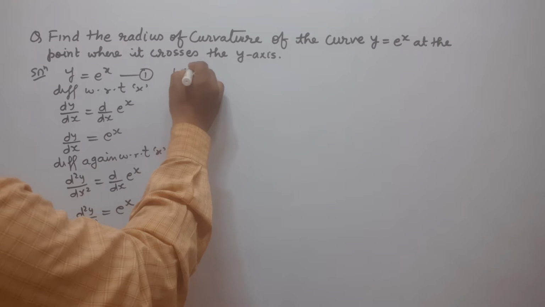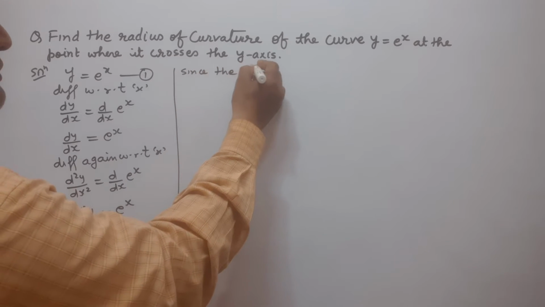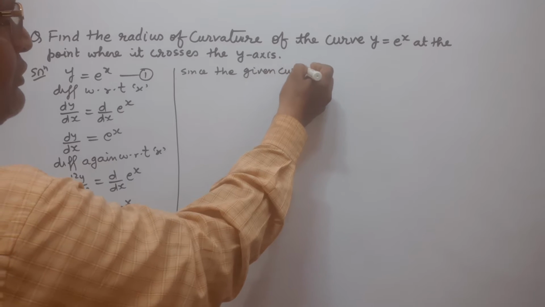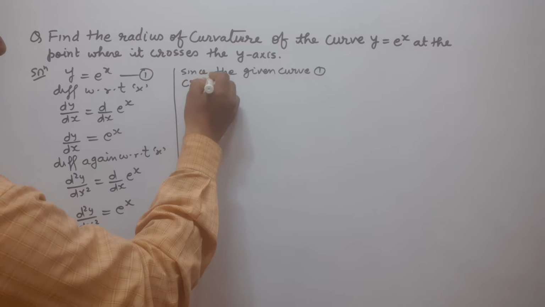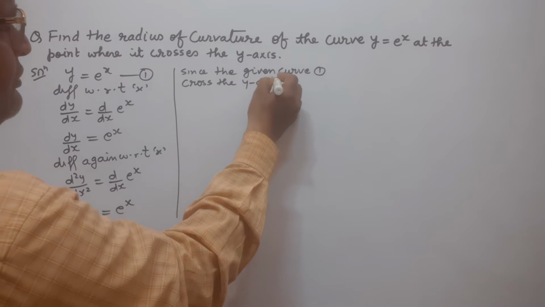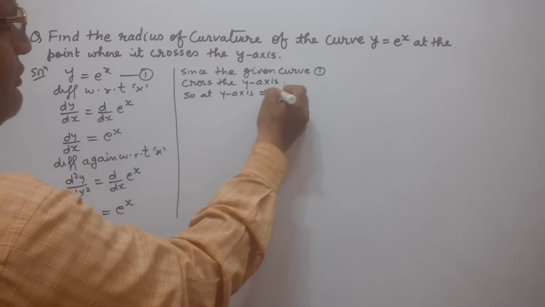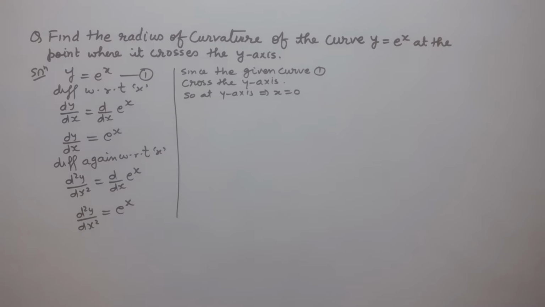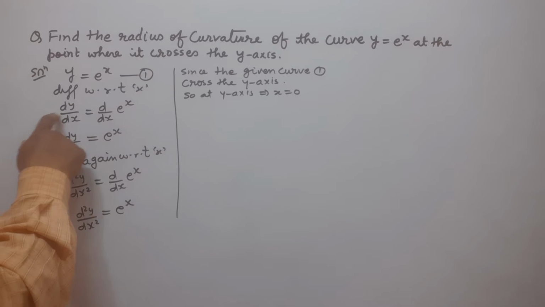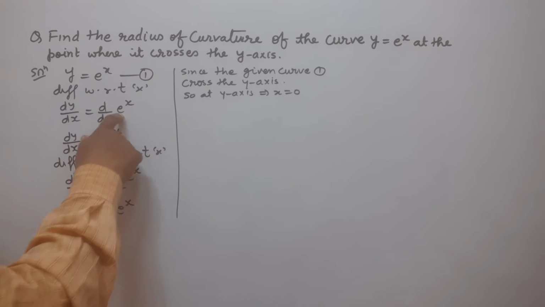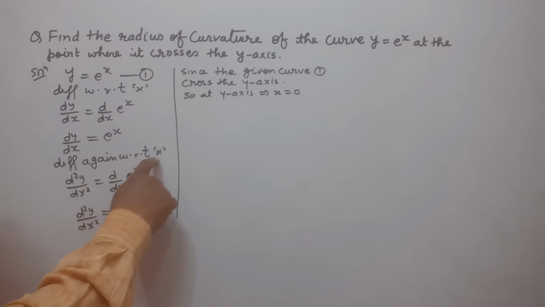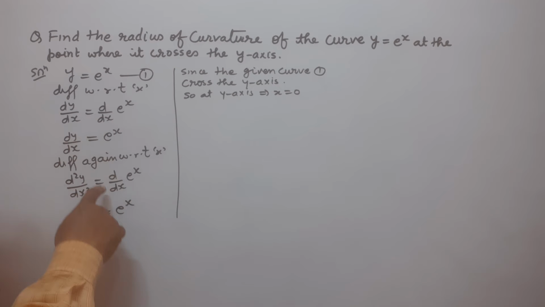Since the given curve crosses the y-axis, so at y-axis x is equal to 0. आप देख सकते हैं यहाँ पर गिवन कर्व y इक्वल टू e की पावर x है, इसको डिफरेंशिएट किया गया है x के रिस्पेक्ट में, तो d by dx ऑफ y इक्वल टू d by dx ऑफ e की पावर x होगा. e की पावर x का x के रिस्पेक्ट में डिफरेंशिएशन e की पावर x होता है, इसको अगेन डिफरेंशिएट करेंगे x के रिस्पेक्ट में, तो d2y by dx2 इक्वल टू d by dx ऑफ e की पावर x होगा. e की पावर x का अगेन डिफरेंशिएशन करेंगे तो e की पावर x मिलेगा. So d2y by dx2 is equal to e की पावर x है.